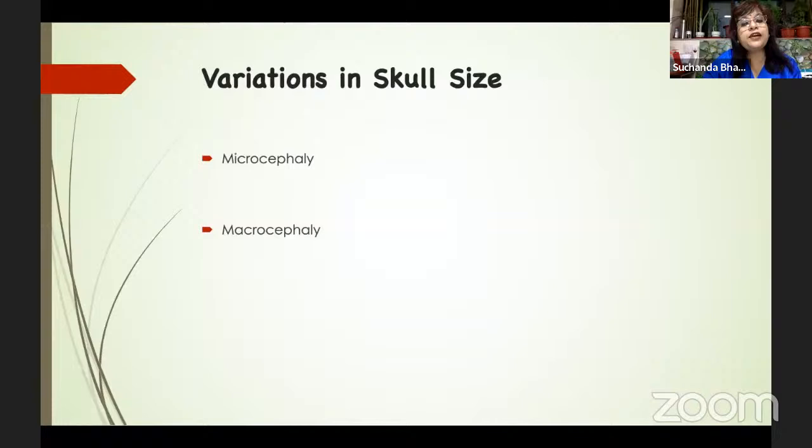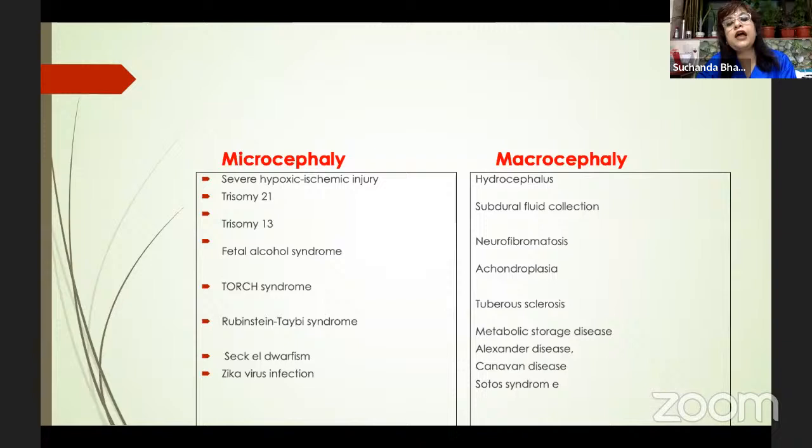Microcephaly, the causes are severe hypoxic injury, trisomy 21, 13, fetal alcohol syndrome, TORCH syndrome, Rubinstein-Taybi. Zika virus is known and is quite common in Brazil, was reported from there initially. Now it has been reported from many places. Macrocephaly, the commonest is hydrocephalus, subdural fluid collection, neurofibromatosis, achondroplasia, tuberous sclerosis, or a host of metabolic storage diseases, Alexander, Canavan, Sotos syndrome, everything can lead to macrocephaly.